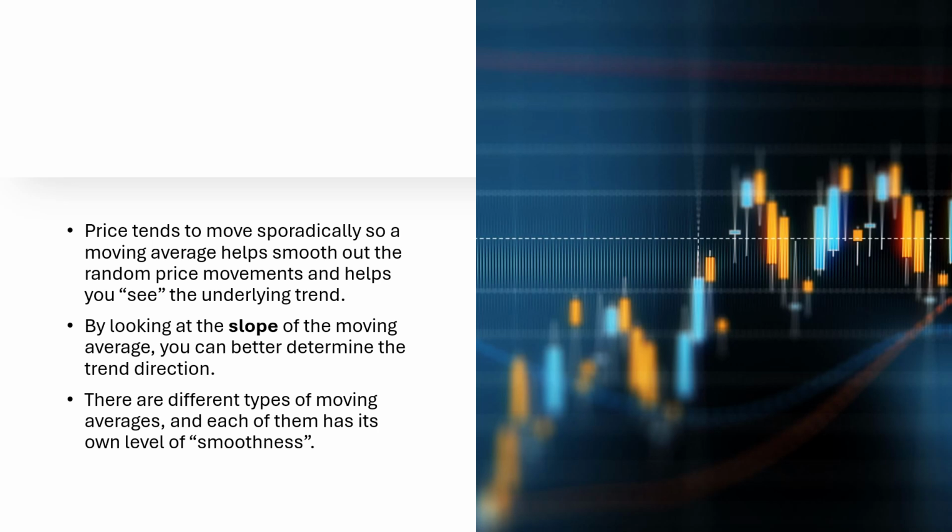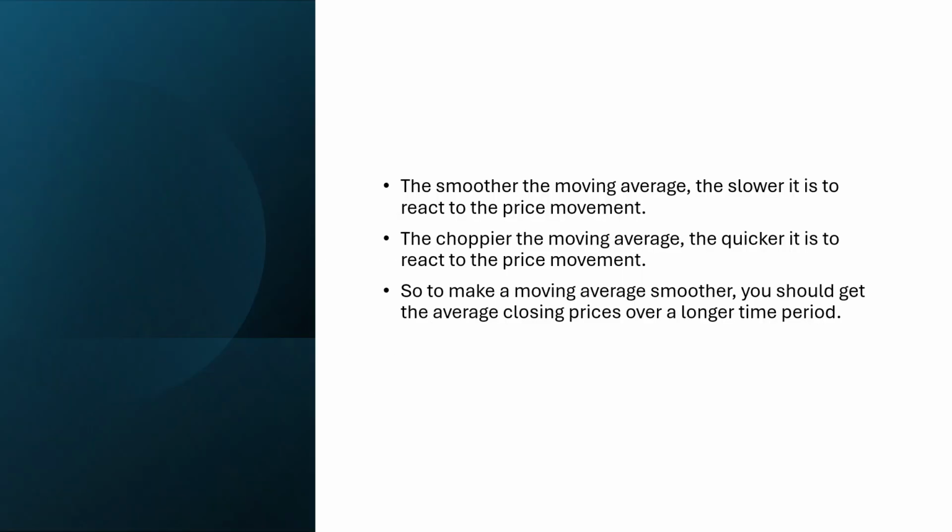There are different types of moving averages, and each of them has its own level of smoothness. The smoother the moving average, the slower it is to react to the price movement. The choppier the moving average, the quicker it is to react to the price movement. So to make a moving average smoother, you should get the average closing prices over a longer time period.